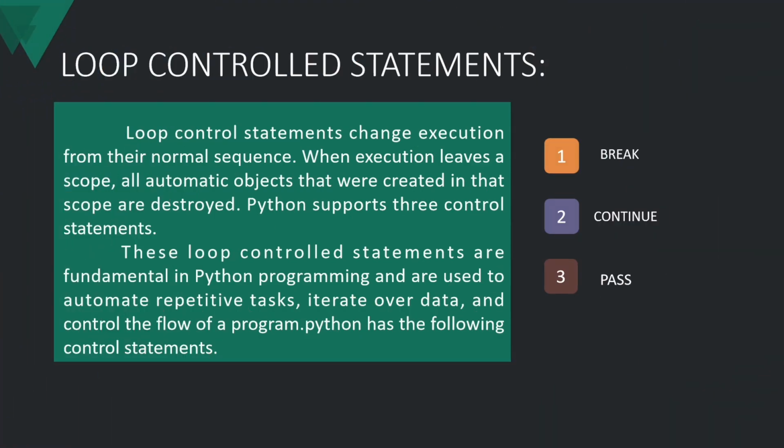Today we are going to learn about loop control statements. What are loop control statements? Loop control statements can be used to alter or control the flow of loop execution based on specific conditions. Python supports three control statements. They are break, continue, pass. These statements are mainly used to automate repetitive tasks, iterate over data, and control the flow of a program.